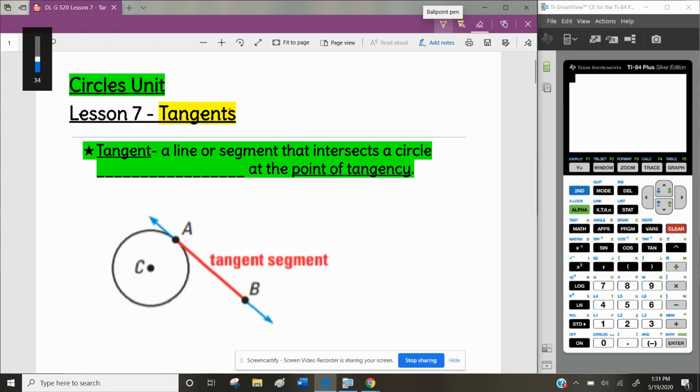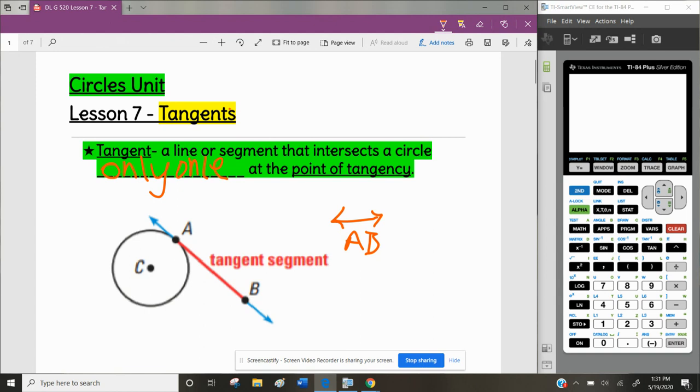This is Numbers with Nicole, and we're going to do another lesson in our circle unit today. We're going to be talking about tangents that are drawn to a circle. A tangent is a line or a segment that intersects a circle only once, and that is at the point of tangency. So here AB is a line that is tangent to circle C.